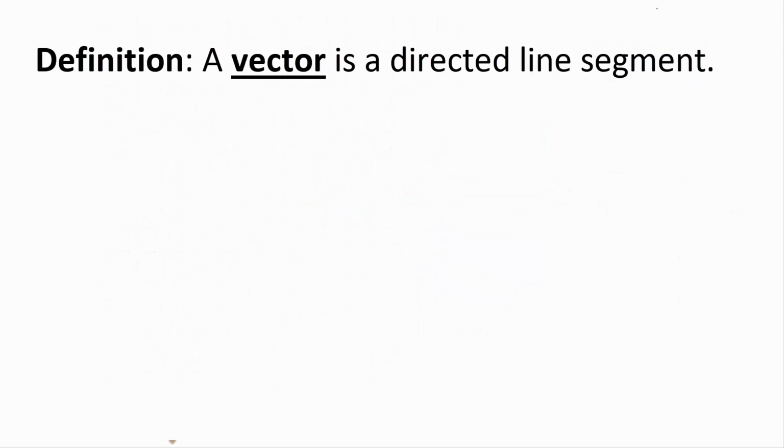What is the mathematical definition of a vector then? Well, it is an arrow. It's just what we said it is. But I guess we would call that a directed line segment in math.